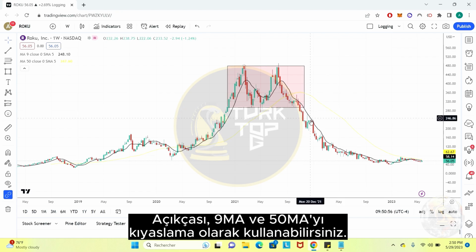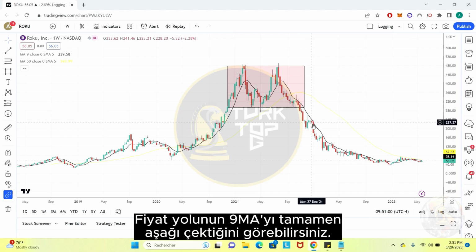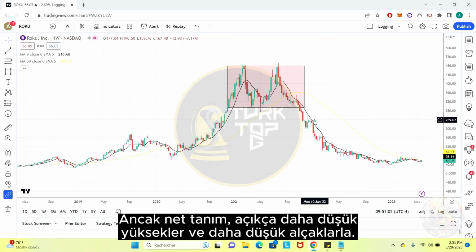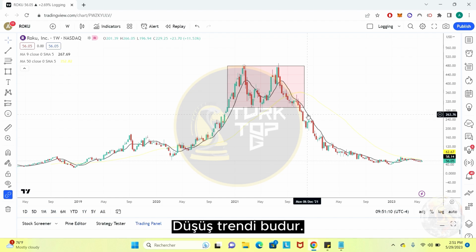Obviously, you can use the 9 MA and the 50 MA as benchmarks. You can see price rode the 9 MA all the way down. But the clear definition is obviously the lower highs and lower lows. That's what a downtrend is.